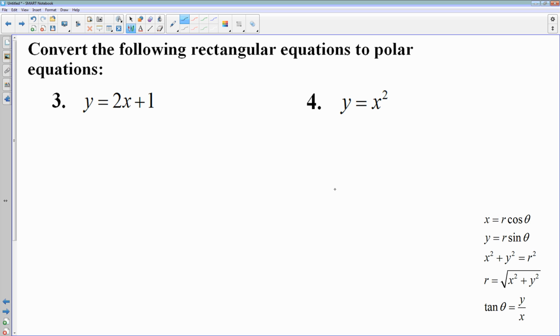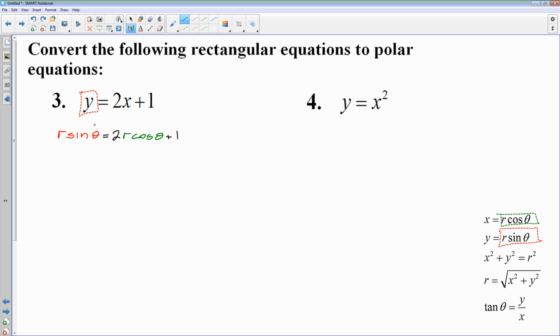Okay, let's look at some of these, getting a little bit more difficult. y equals 2x plus 1. I'm going to do the same type thing I just did. I know that y is equal to r sine theta, so I'll take out my y and put in r sine theta equals 2x, but I don't want x's. I want to turn this into polar, so I'm going to take out the x, and I'm going to plug in r cosine theta, plus 1. And there I've got it into polar variables. I have r's and thetas.